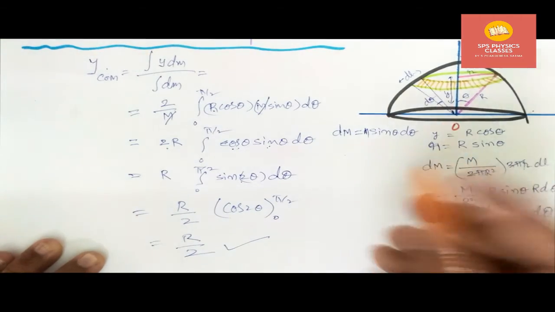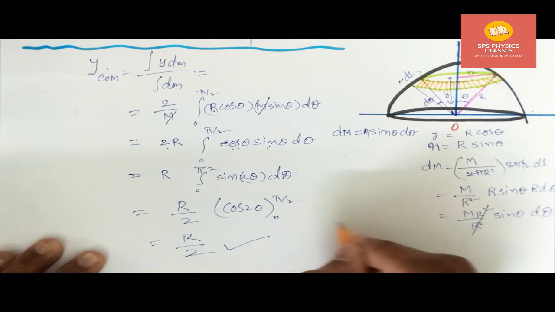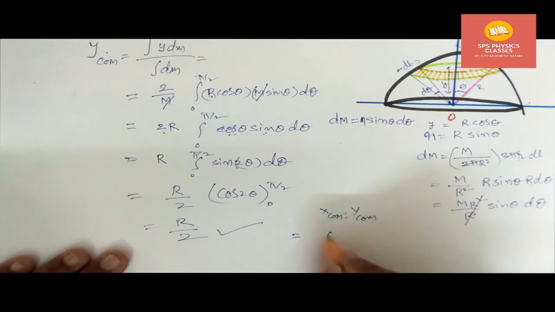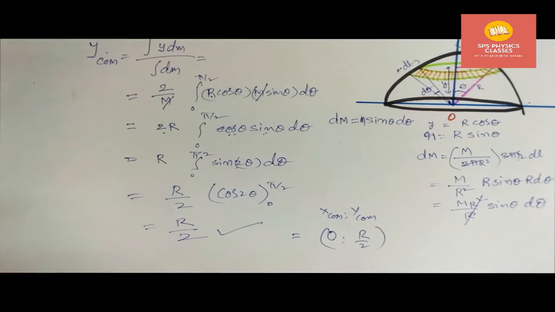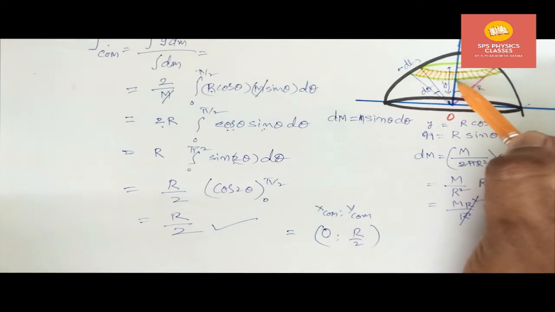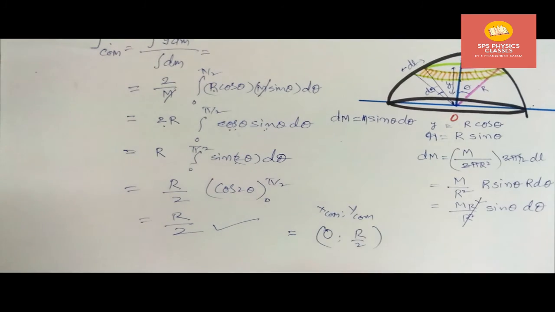Therefore the position of center of mass, x COM comma y COM, is x COM equal to 0 and y COM equal to r by 2. So by using this formula, one can determine the position of center of mass of a hollow semisphere. The hollow semisphere has its center of mass at a position of r by 2, approximately here in the system.